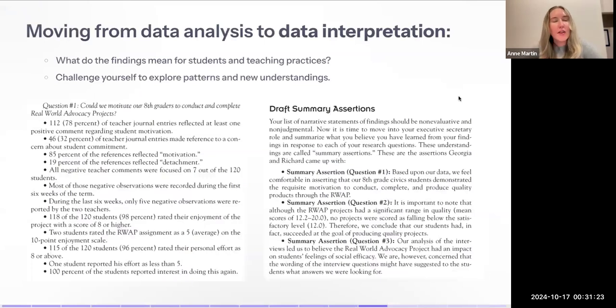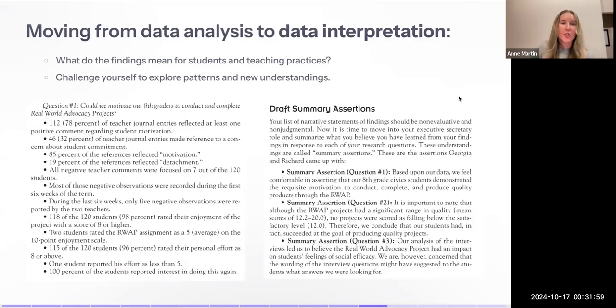Okay, so moving from data analysis to data interpretation. In data analysis, you are summarizing the data. In interpretation, you are making meaning out of those summaries. So here are some grounding questions you can ask yourself after you have completed analysis and are now trying to interpret that analysis. What do the findings mean for students and for your teaching practices? And then what patterns are there, and try to explore those to create new understandings.